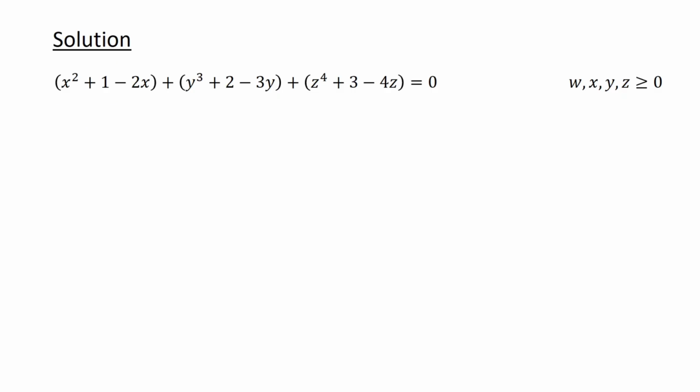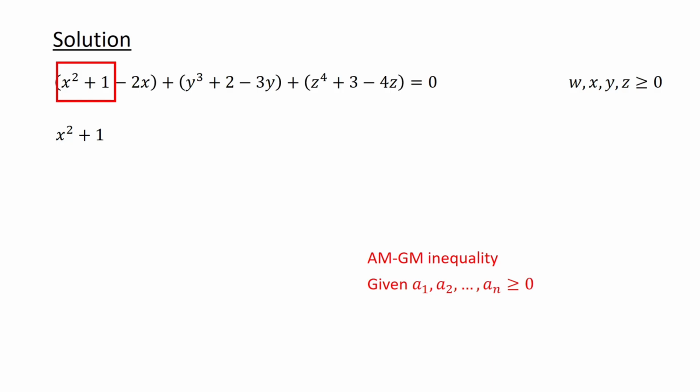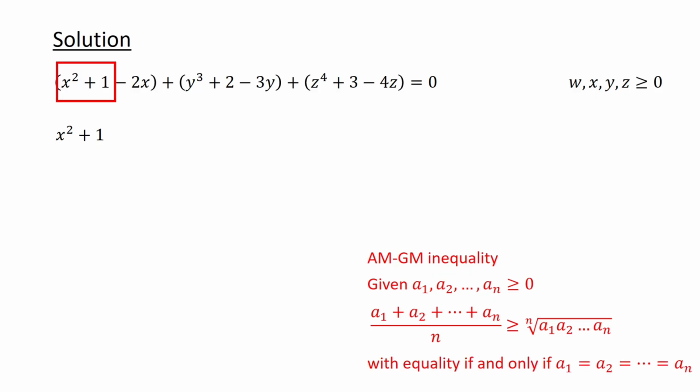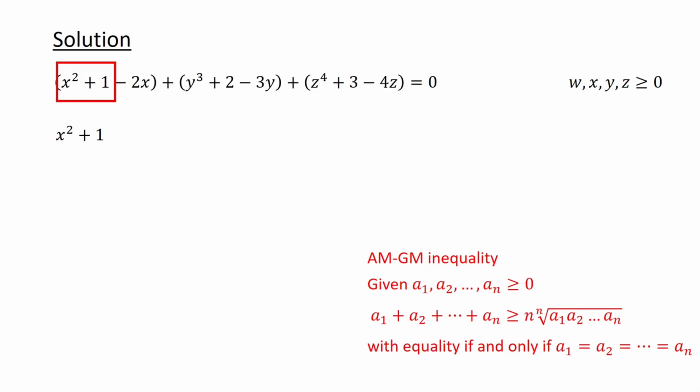Next, consider the term x² + 1. Let's use the AM-GM inequality to analyze this term. Given non-negative variables a1, a2, all the way to an, the AM-GM inequality states that the arithmetic mean, the sum of the variables divided by n, is greater than or equal to the geometric mean, the nth root of the product of the variables, with equality if and only if all the variables are equal. Multiplying n to both sides, we obtain that the sum of the variables is greater than or equal to n times the nth root of the product of the variables.